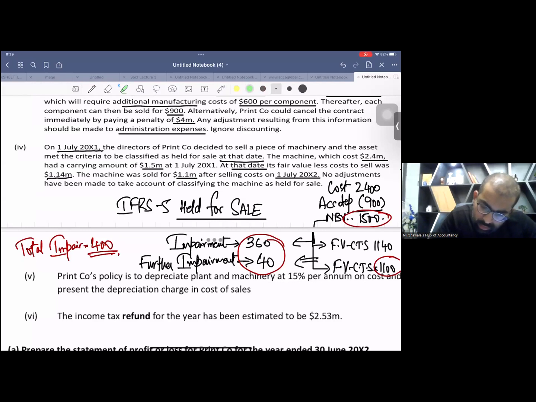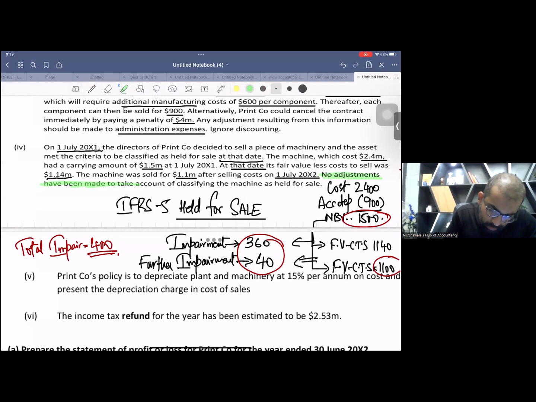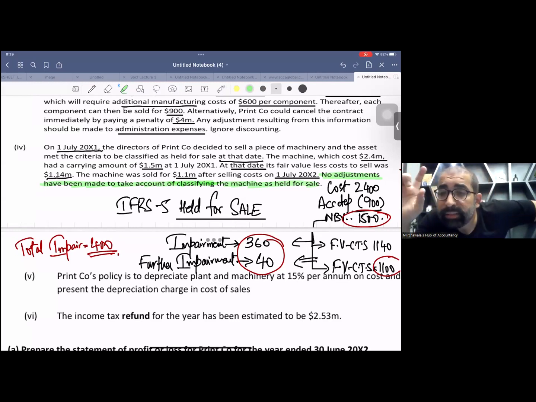No adjustments have been made to take account of even classifying the machine as held for sale. What does it mean? It means this machine is still in non-current assets. They have not taken out the cost of the machine and the accumulated depreciation from normal plant and machinery. So first you have to remove these two.